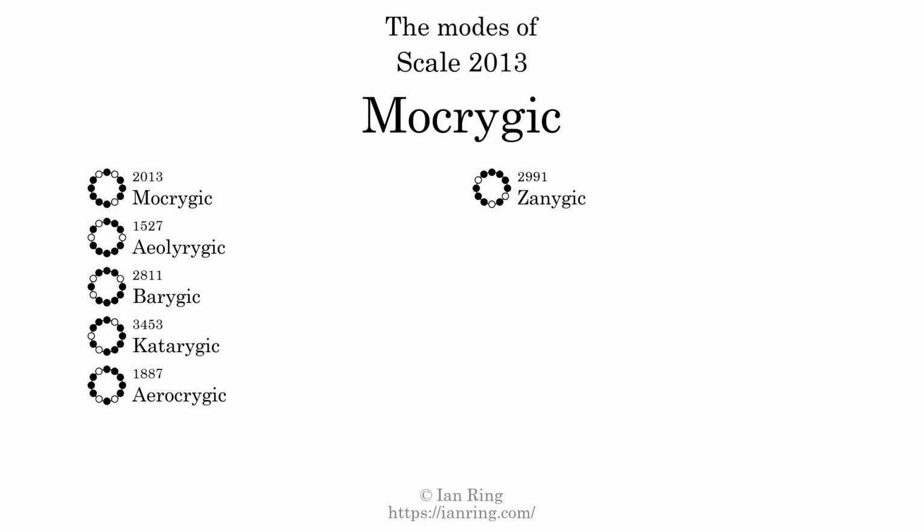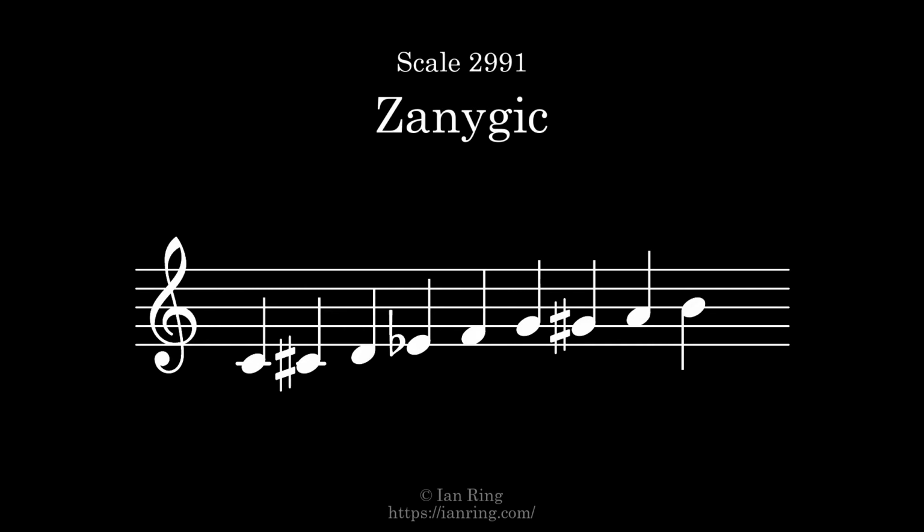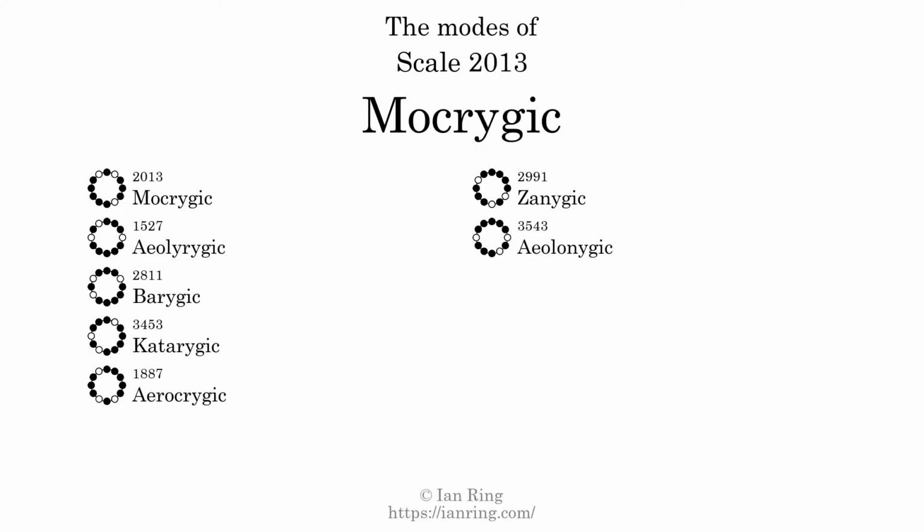The sixth mode is scale 2991, also known as Mocrygic. It sounds like this. The seventh mode is scale 3543, also known as Mocrygic. It sounds like this.